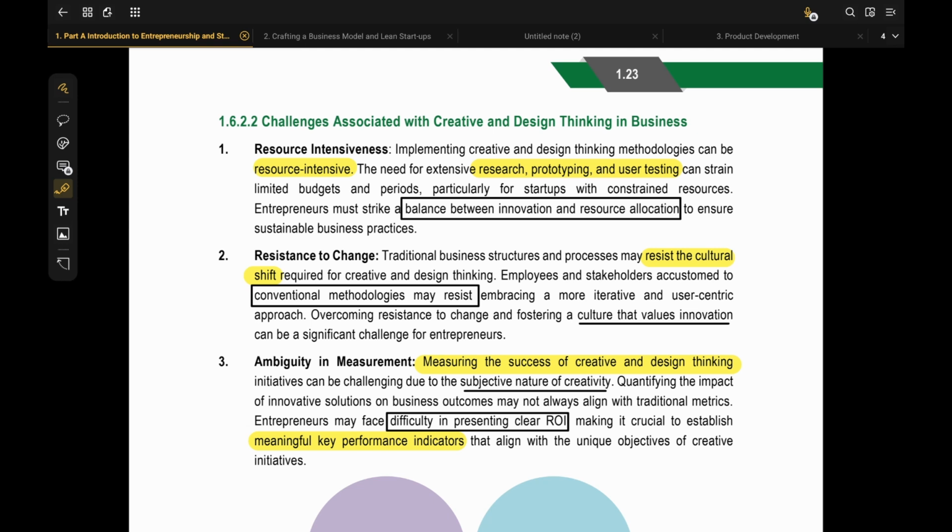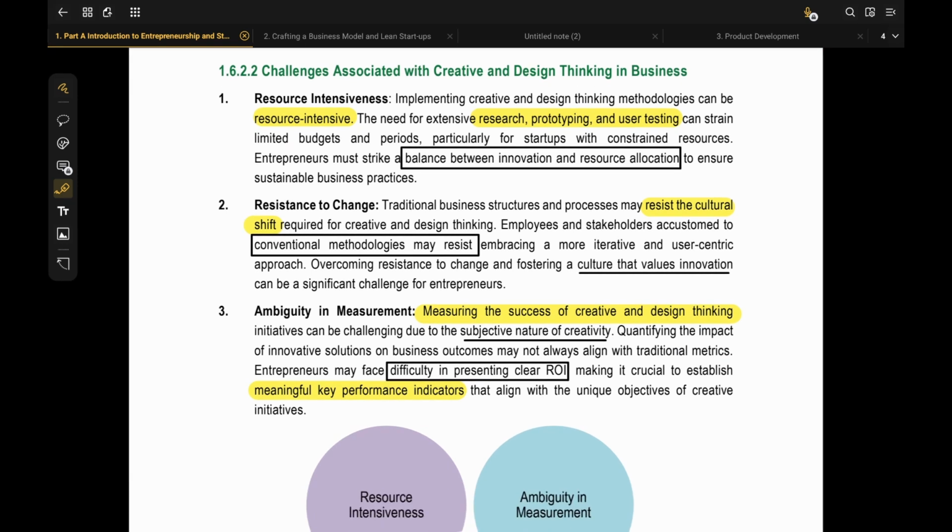So it will all cost money. That resource intensiveness, that money, is the very big problem. If everyone has money, everyone will spend and they will do the research. But startups have very limited resources. Just for innovation itself, they cannot spend crores of money. They should maintain a balance between innovation and resource allocation.